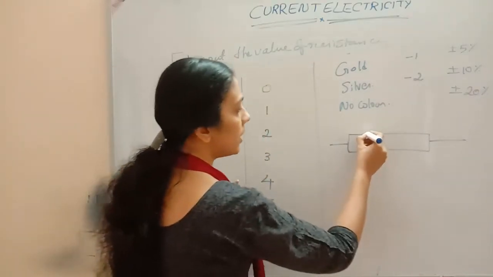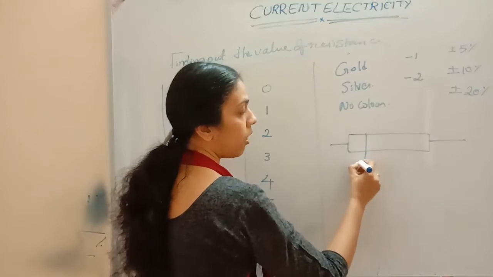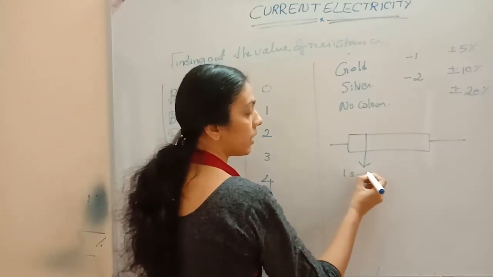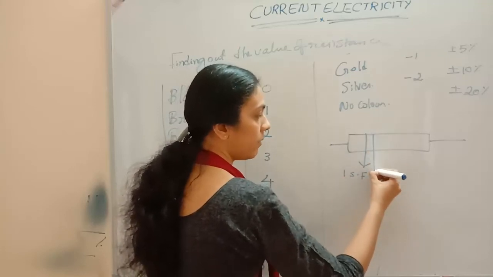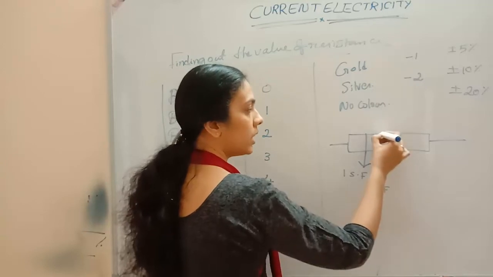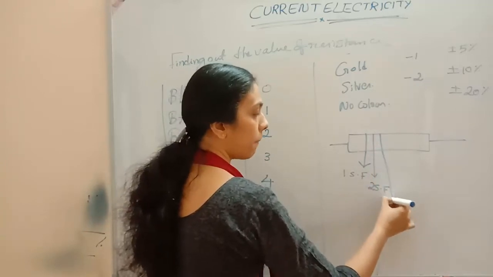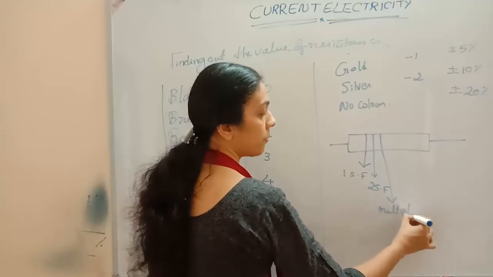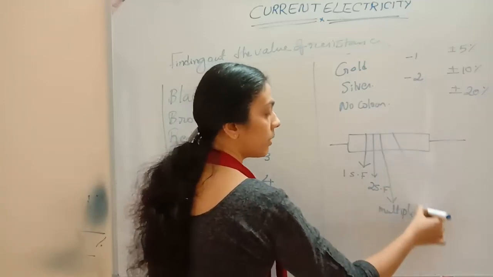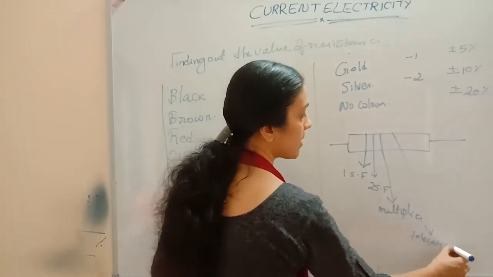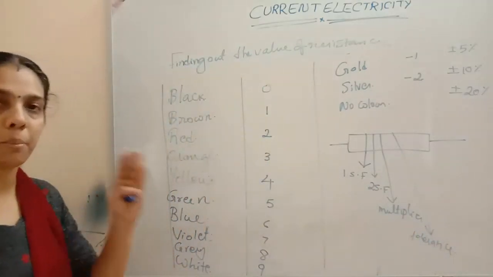The first strip of the color code gives the first significant figure. The second represents the second significant figure. The third color gives the multiplier, that is, 10 to the power. The fourth one represents the tolerance level. This is how carbon resistors are represented.